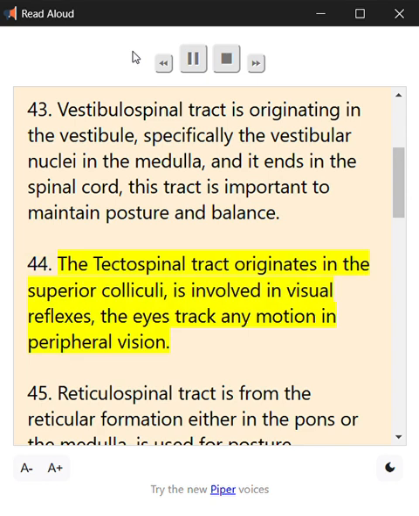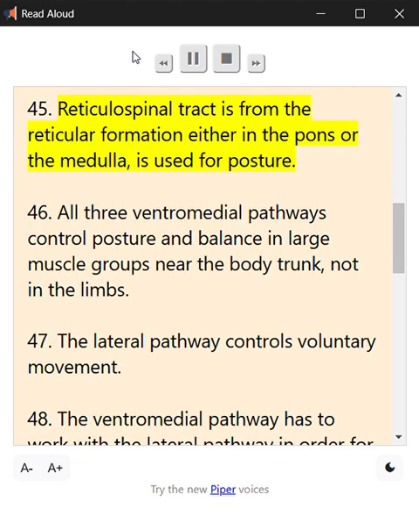44. The tectospinal tract originates in the superior colliculi, is involved in visual reflexes, the eyes track any motion in peripheral vision. 45. Reticulospinal tract is from the reticular formation either in the pons or the medulla, is used for posture. 46. All 3 ventromedial pathways control posture and balance in large muscle groups near the body trunk, not in the limbs. 47. The lateral pathway controls voluntary movement.